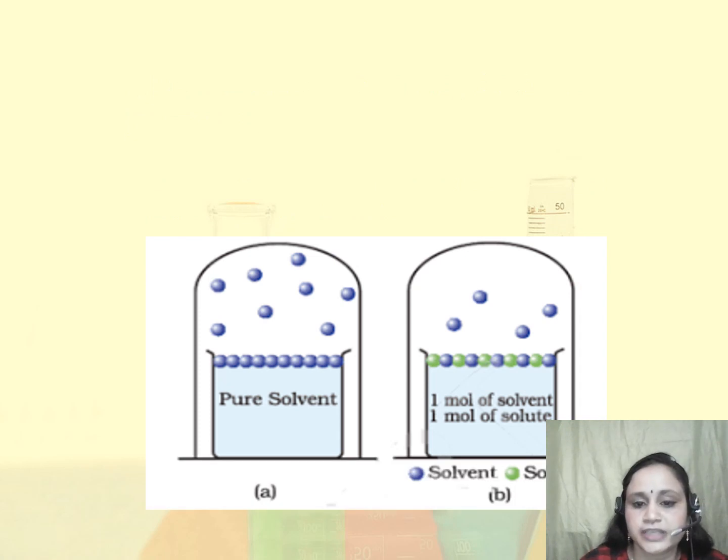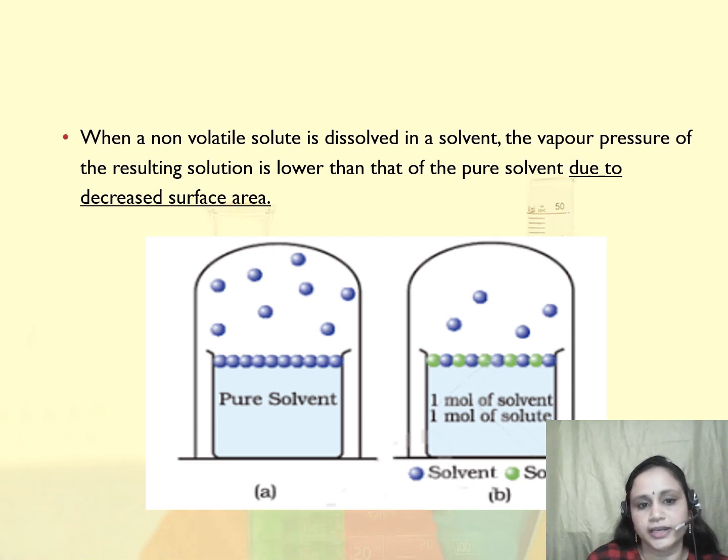Here you can see that on the left hand side, the pure solvent has the maximum number of solvent molecules vaporized, whereas on the right hand side, because of the presence of solute, the solvent particles escaping have reduced. This is called the relative lowering of the vapor pressure. Now our concern is: do all solutes play the same role? So let us quickly study.